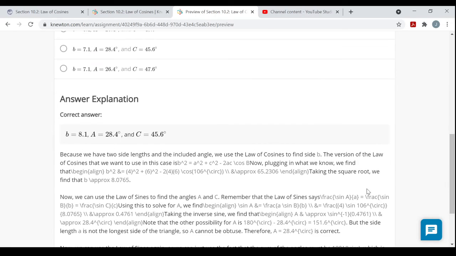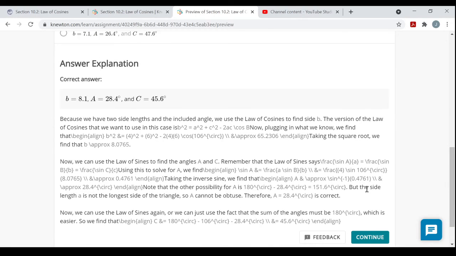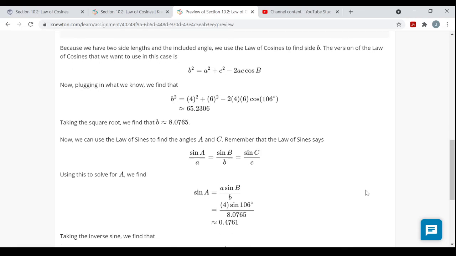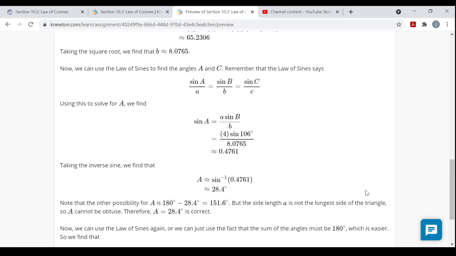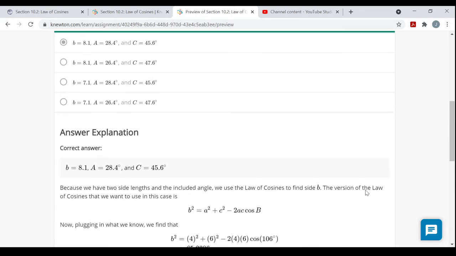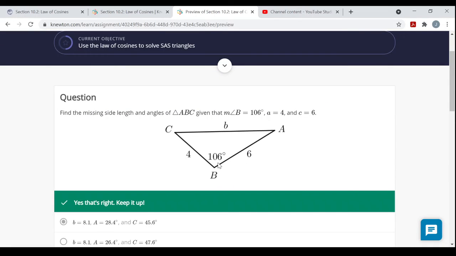Again, I think they use the law of sines after they find that side B. Yes, they use the law of sines, but it doesn't really matter. You end up with the same result in the end anyway. Just be careful with the law of sines. Now this angle here already had an obtuse angle in it, 106. So these two other angles can't be obtuse.